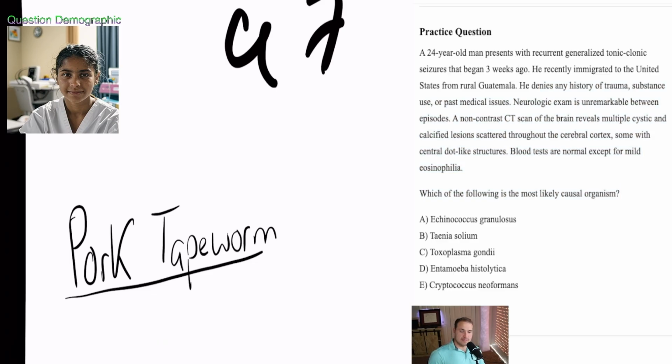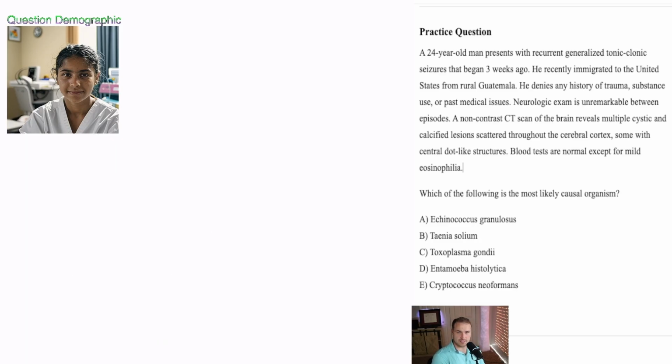Now, you could also see this in old, young, male, female, and so here I have a young female. This person is usually going to be an immigrant of Guatemala, Mexico, something like that. So multiple cystic calcified lesions, central dot-like structures, and new onset seizures. Usually the most important things to know about this particular issue is that they're going to be previously healthy. They're from Mexico or Guatemala.